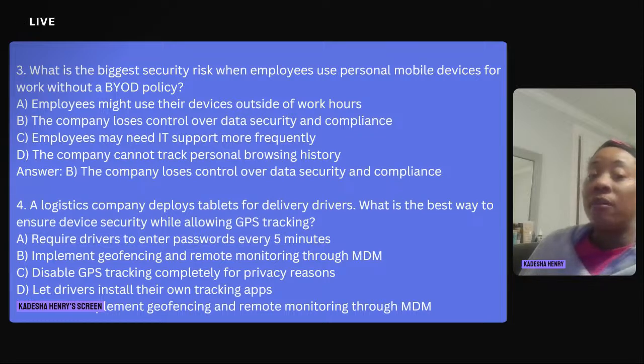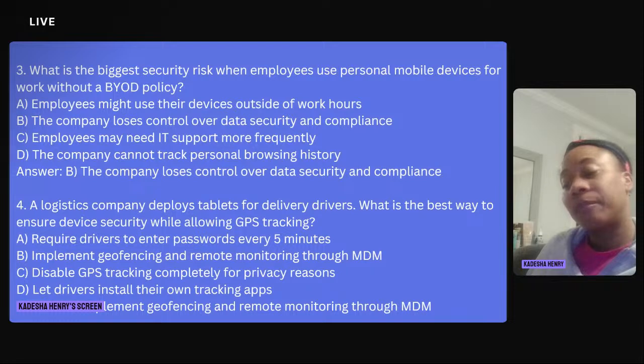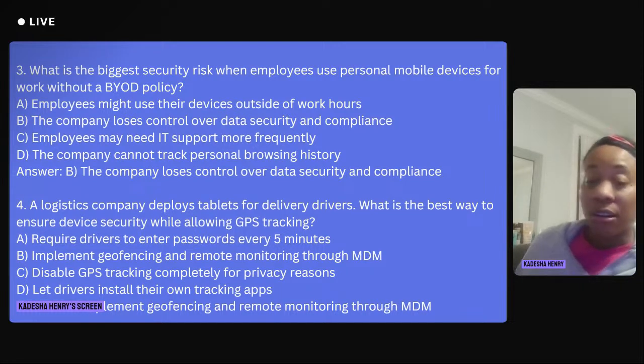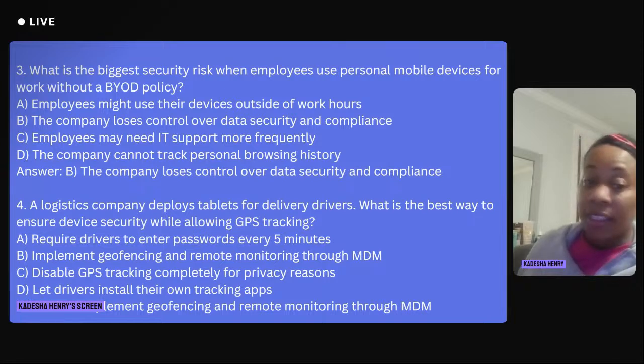So one of the most dangerous things of bring your own device without a policy is that the company will lose control over data security and compliance. And who wants that? We want to know that we have compliance and data security, right? Let's look at the next question.